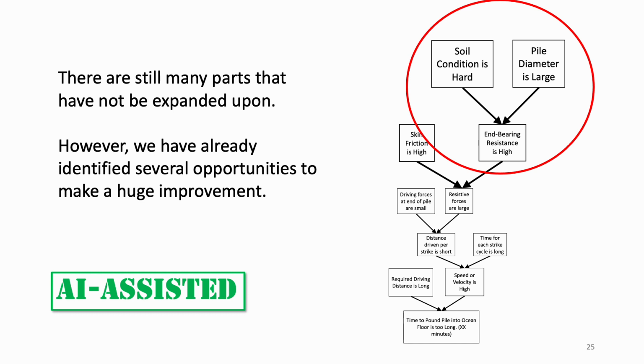There are many parts that have not been expanded upon. However, we have already identified several opportunities to make a huge improvement. In this case, we can see that end-bearing resistance is high. We would say there are basically two elements to that. One is the soil condition, and the other is the diameter of the pile. So if there's a smaller diameter, it may go in faster. And again, to know what that is, you can ask questions of different AI models and get that very efficiently.